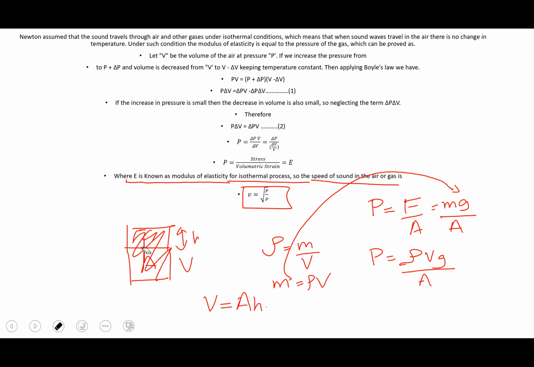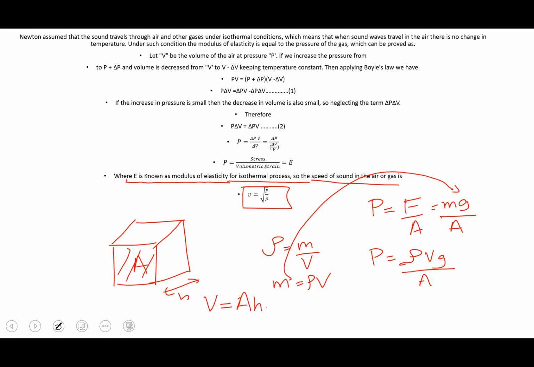Let me draw a nicer diagram over here so you can understand. This is the volume. We have understood this area, and this, let's say, is the height. So the total volume will be equal to area into height.